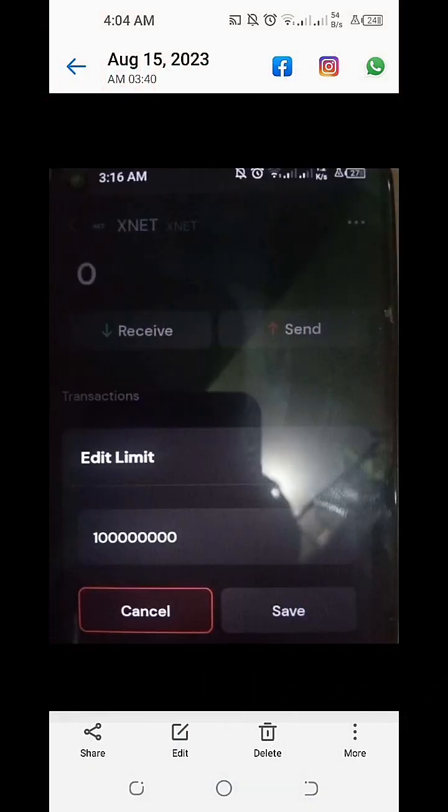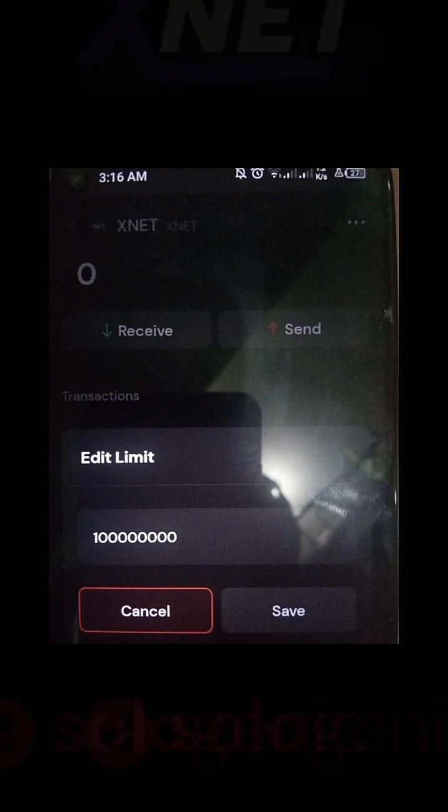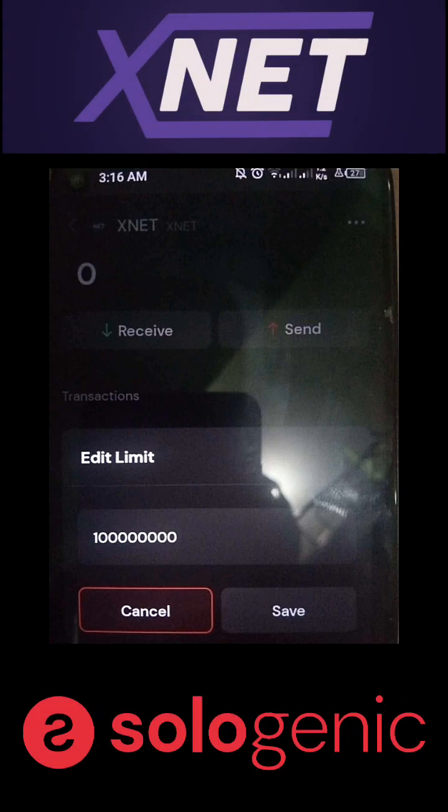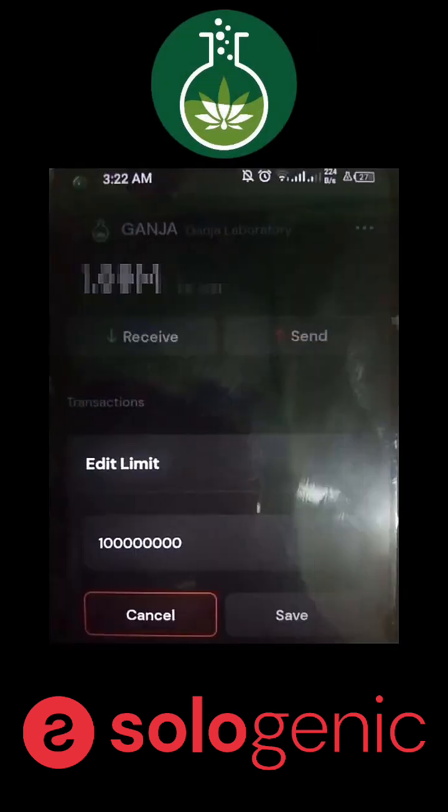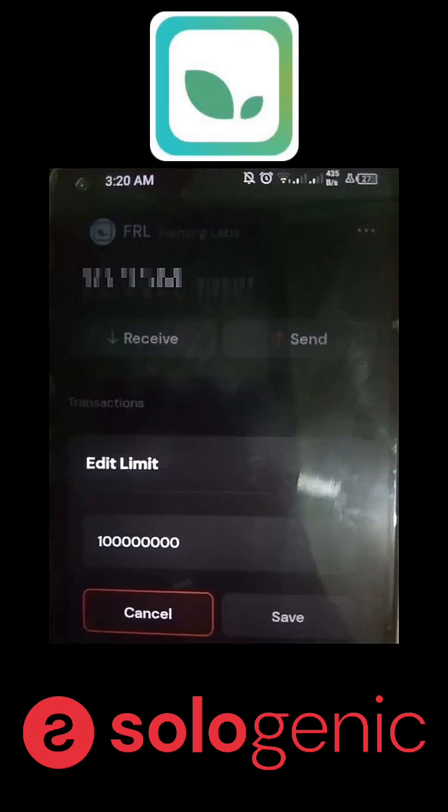Okay, so we have here a sample screenshot of the XNet token when I added the trust line. Okay, the edit limit is only 100 million. We also have here the Ganja Laboratory token. The edit limit numerical value is also set up to 100 million. Okay, and then for the FRL token or the Farming Labs cryptocurrency token, the edit limit numerical value or amount is only equal to 100 million.